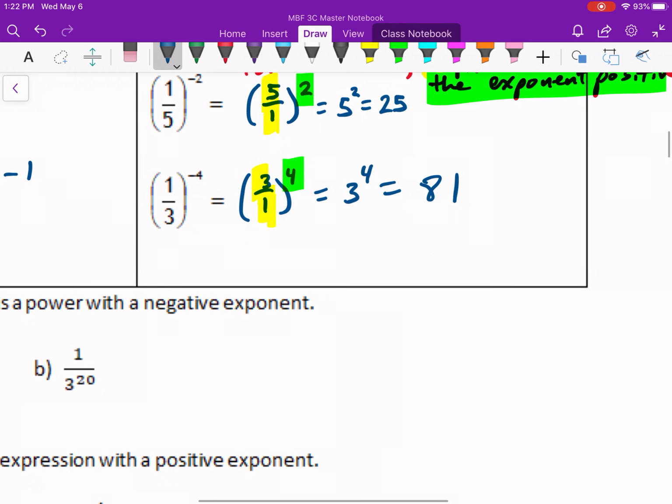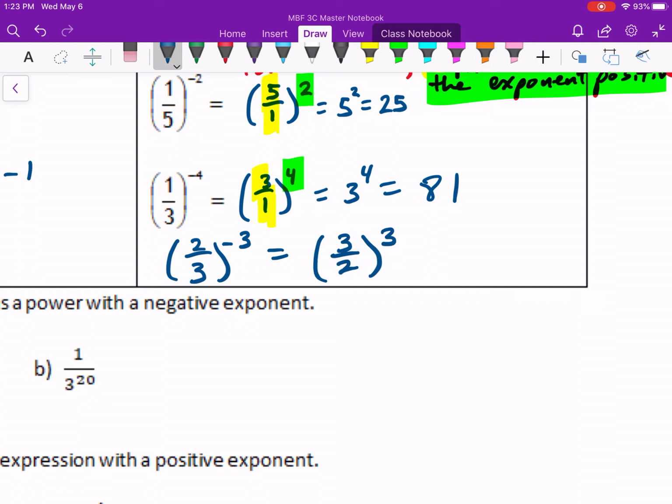Now, let's add one more example, because sometimes we won't have a 1 on the bottom. Both of these had 1 on the top. What happens if I have something else on the top? Say I have 2/3 to the negative 3. Okay, well, we can still flip the base. Now I've got 3 over 2 to the positive 3. But then this means the same thing as 3 halves times 3 halves times 3 halves, right?